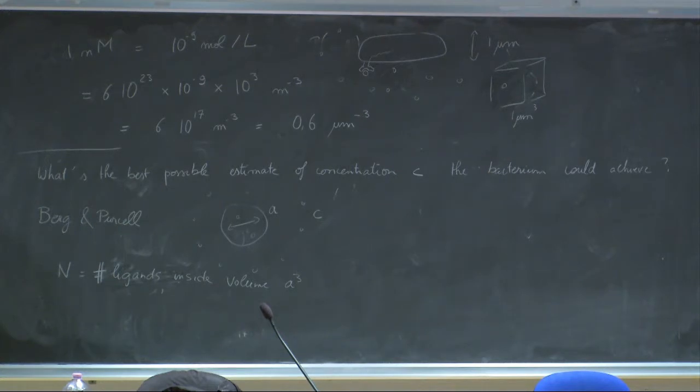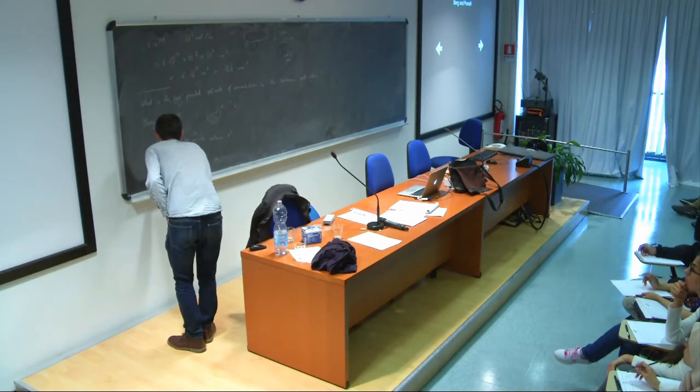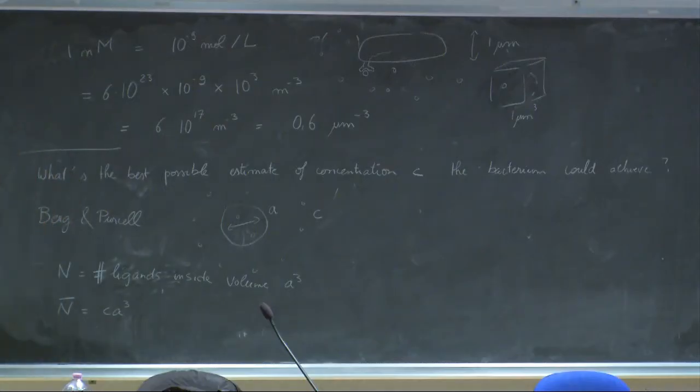You need to speak louder. Yes? Yes. So the average value of N is C times A cubed. What are the fluctuations of N? Any idea? How is N distributed? It's Poisson distributed, is that what you said? Yes. It's distributed according to Poisson, okay?